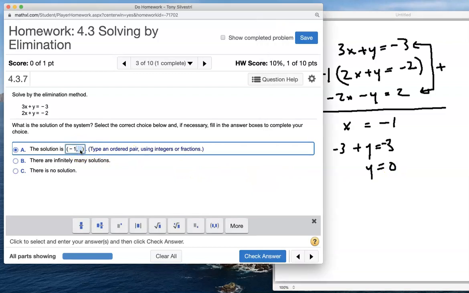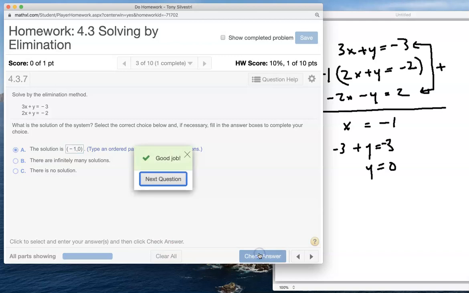There you go, 0. Oh, not there. Put the 0. Well, I can't seem to find it. 0. I still can't get it. All right, 0. That should be it. -1, 0. Good job. Fantastic job.